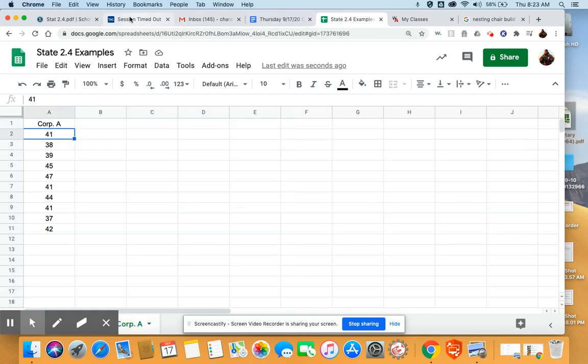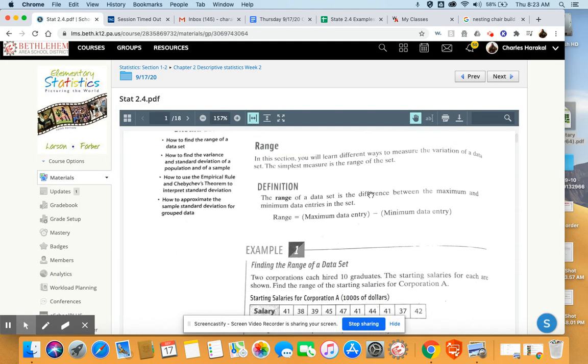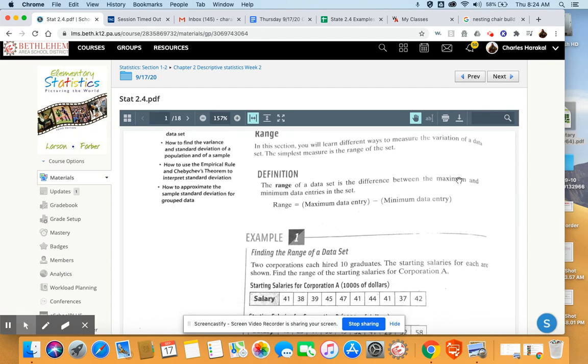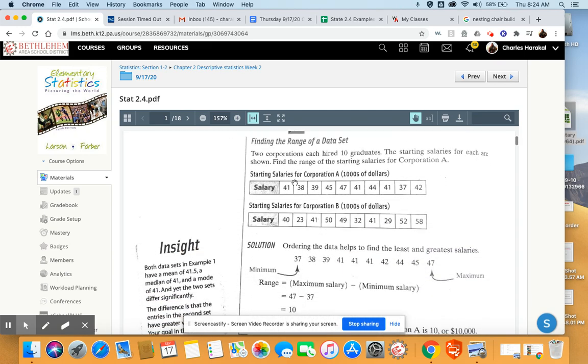So let's take a look back at the PDF. 2.4, range. The first measure of variation we talk about is very, very simple. It is called range. It is the maximum data entry minus the minimum data entry. So example number 1 talks about these two corporations, Corporation A and Corporation B, and we're going to work on Corporation A because that's what they use in the examples. Corporation A, we want to calculate the range. So the first thing you'd want to do is order your data set.